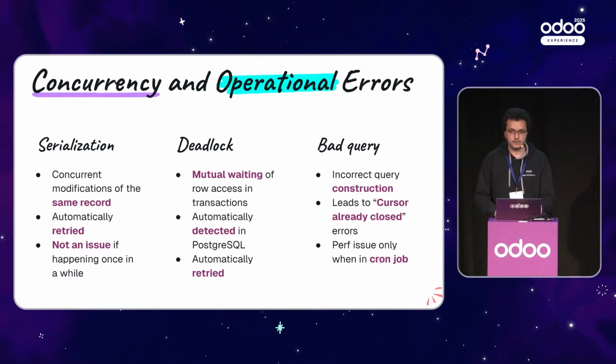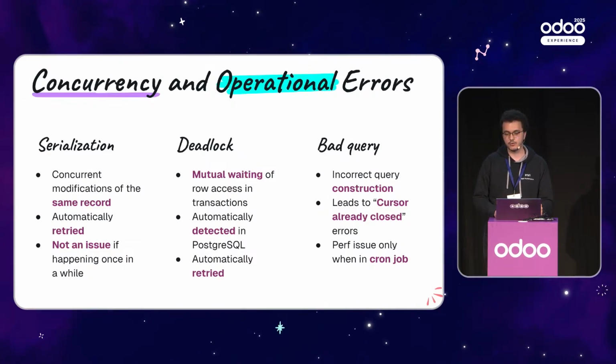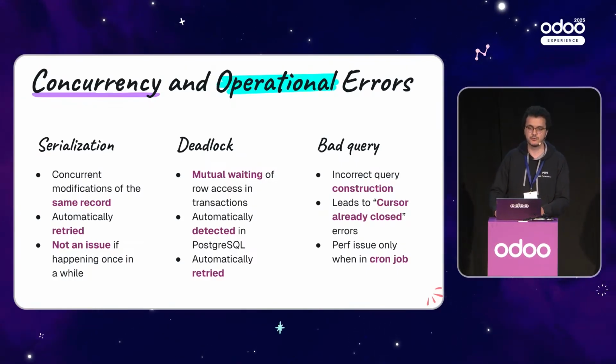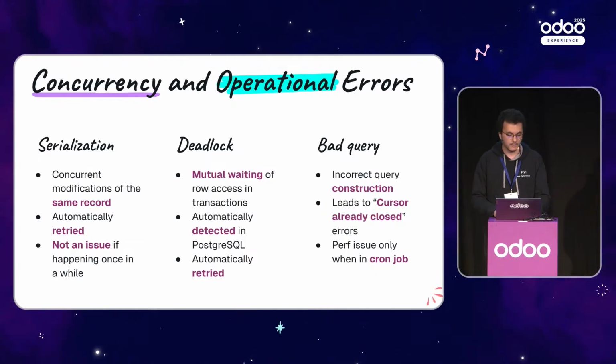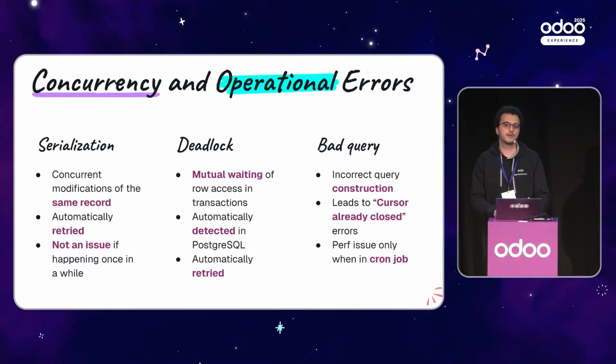So if you have a serialization error, they are also automatically retried up to 5 times. If there's one, the Odoo server will restart it and retry the transaction, and usually the second time it passes, so there's no issue there if you see it occasionally. Deadlocks, those are interesting.